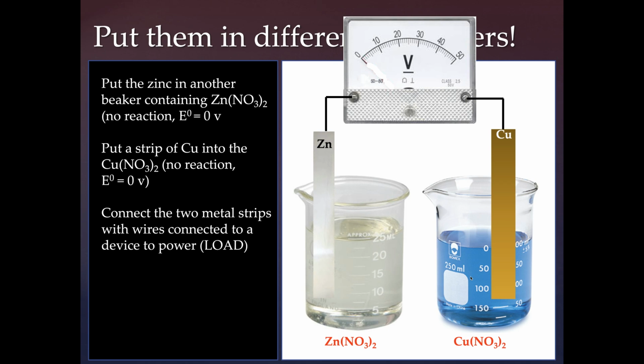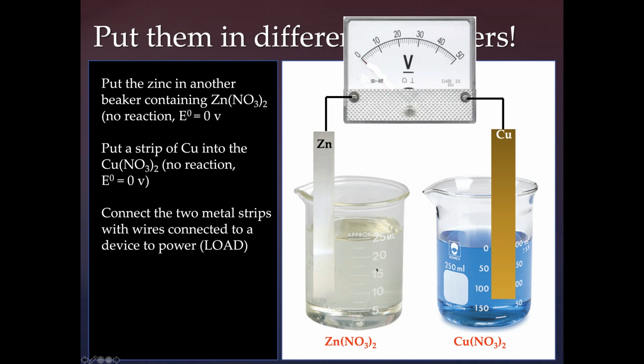However, this will not be enough to get the voltage to drop. Our metal strips may be connected, but we have a broken circuit. The circuit must be complete. So how do we connect the two solutions? We've connected the two metal strips.